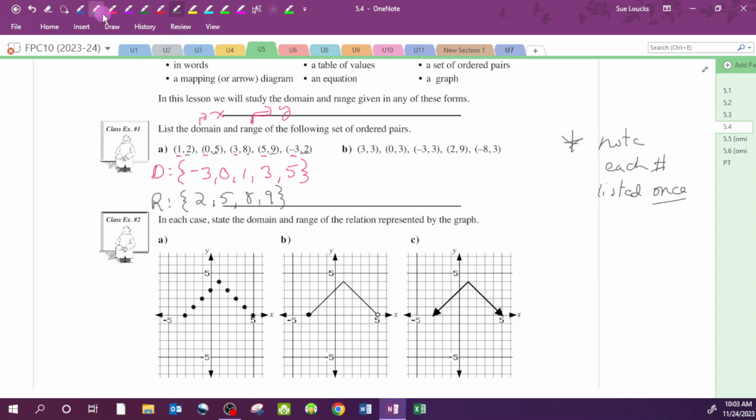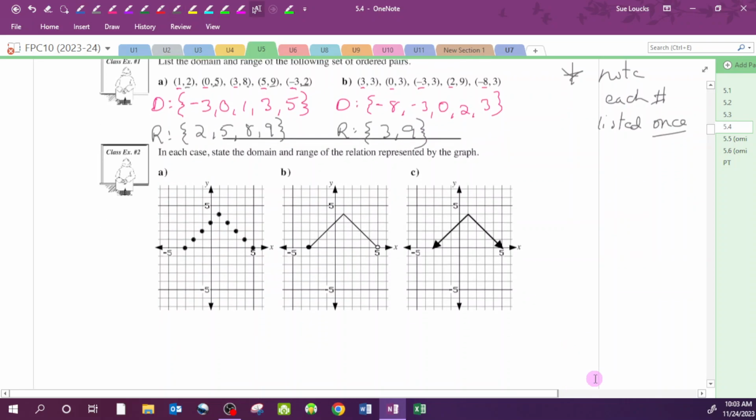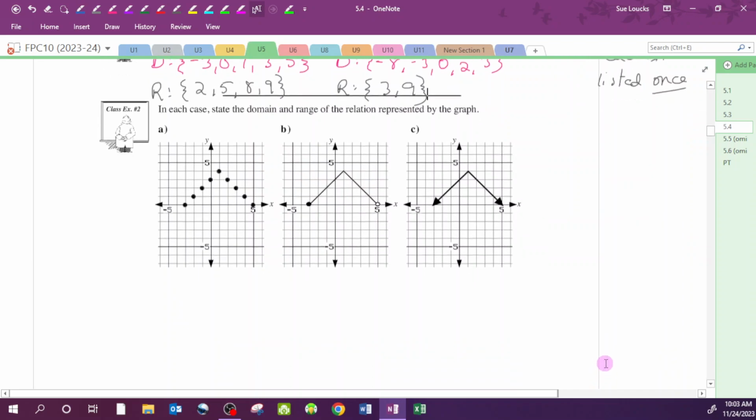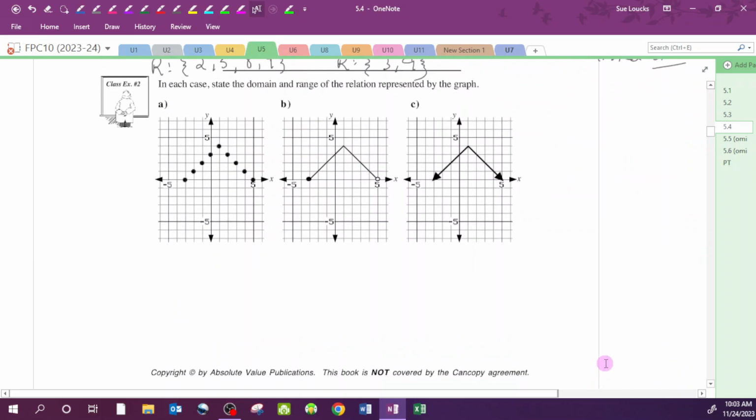All right, and then for this one, the domain X, so the domain is -8, -3, 0, 2, and 3. And our range is 3 and 9. Okay, so even though 3 was used a whole bunch of times, we only list it once. All right.